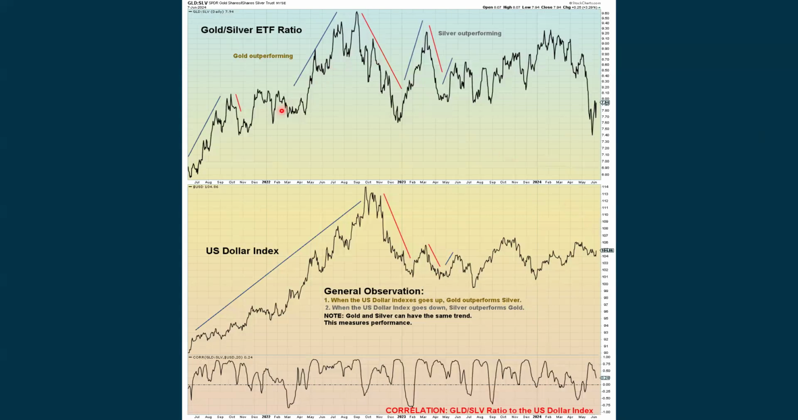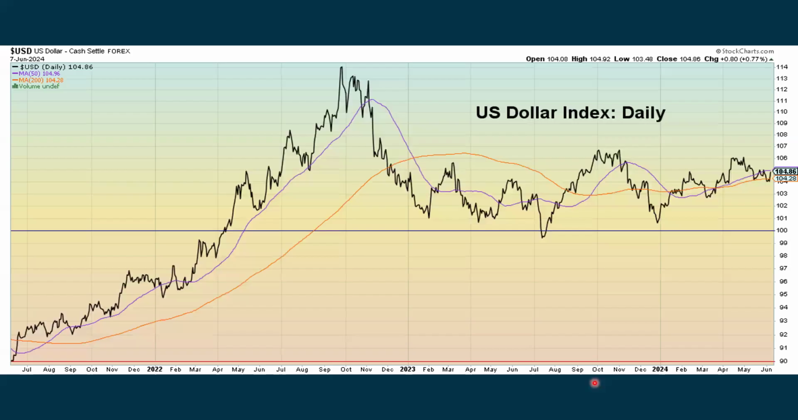We look at a gold to silver ratio on top. When this is going up, that means gold's outperforming. When this is going down, that means silver's outperforming. And interestingly enough, we plot the US dollar index in the middle. We were starting to see a strong correlation between the top chart and the middle chart. Lately, that's been coming down and it's almost back into a neutral reading. And so we're not really getting any insight from this chart.